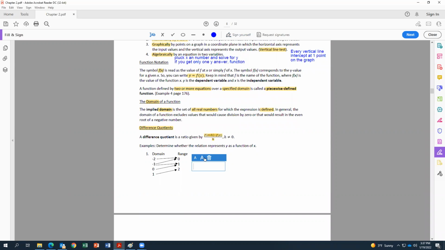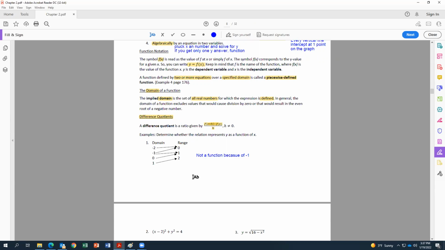So this is not a function. Yep, that is correct. And the reason why this is not a function is because of -1. -1 has how many y's? -1 has 2 y's. So that's the reason why this is not a function.